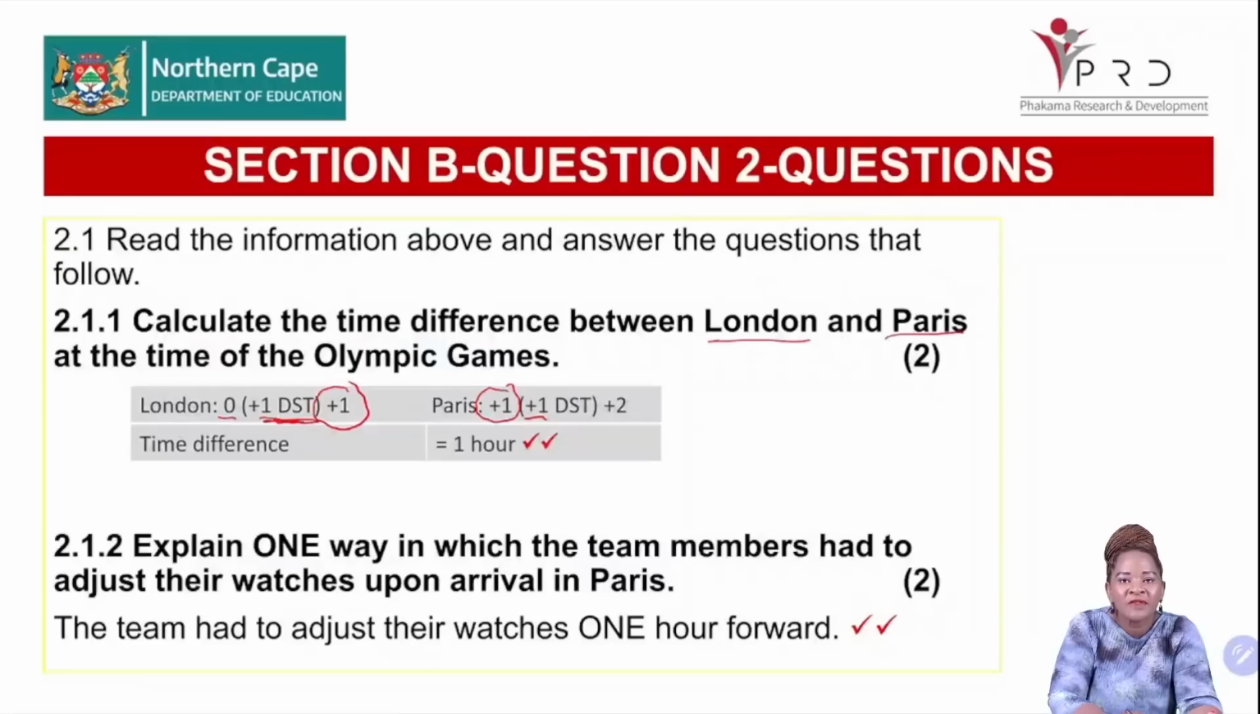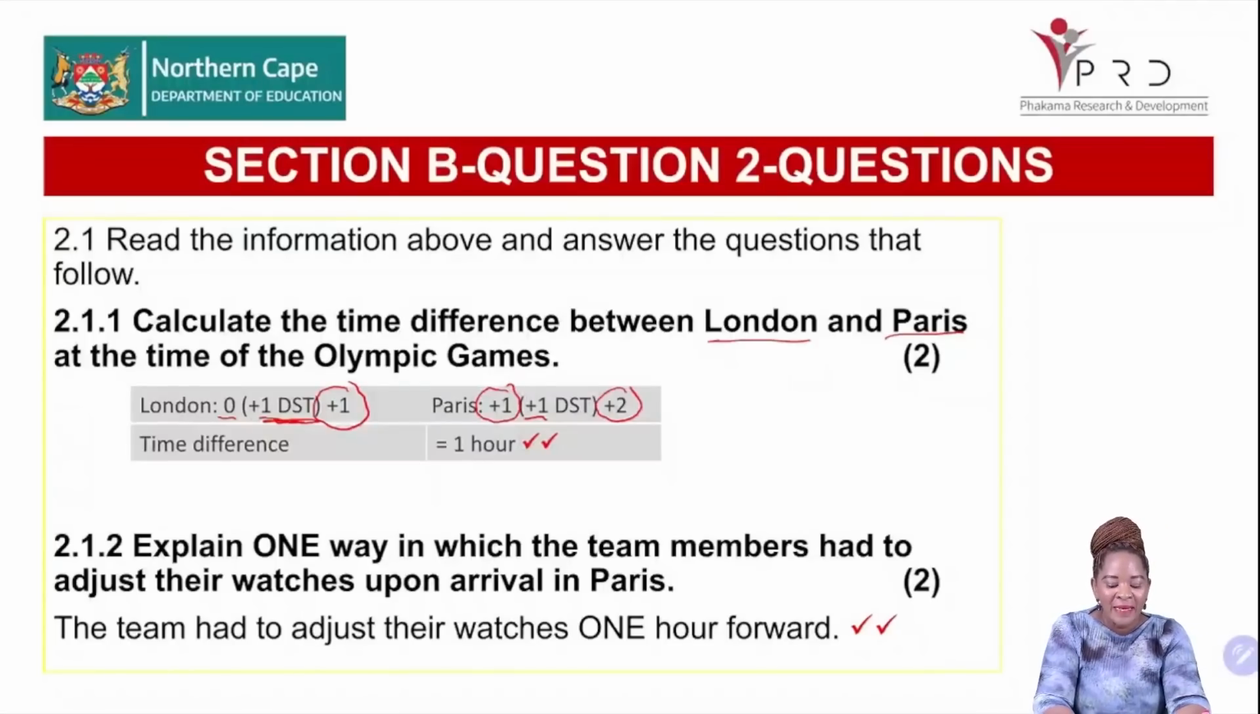But during the effective period of the DST, it is on a +2. So what is the time difference here? It is 1 hour. Why is it 1 hour? Because if you're subtracting 1 from 2, you will get 1. So that is the difference that we're actually calculating between London and Paris.